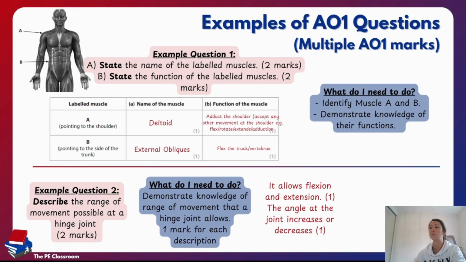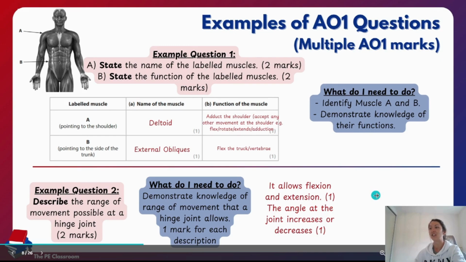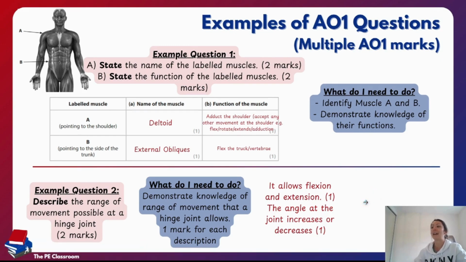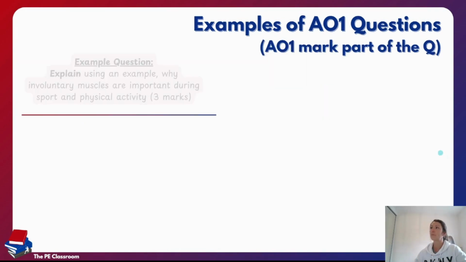And then, so you can say it allows flexion and extension, and the angle at the joint increases or decreases. So you're just showing some knowledge of what range of movement a hinge joint has. So that is multiple marks, but they're still AO1 questions. Okay. So it's not asking you for anything more. It's not asking you to explain or anything like that.